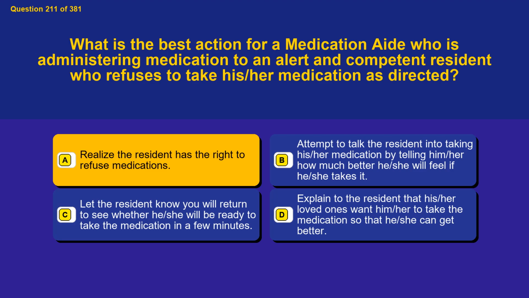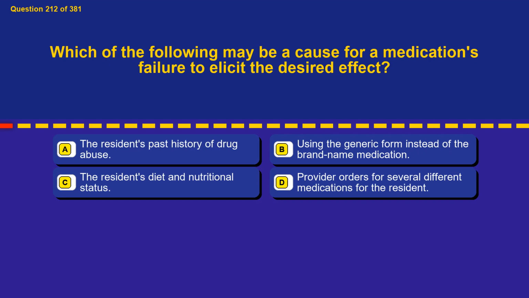The correct answer is option A. Realize the resident has the right to refuse medications. Question 212. Which of the following may be a cause for a medication's failure to elicit the desired effect? Option A. The resident's past history of drug abuse. Option B. Using the generic form instead of the brand name medication. Option C. The resident's diet and nutritional status. Option D. A provider orders several different medications for the resident.